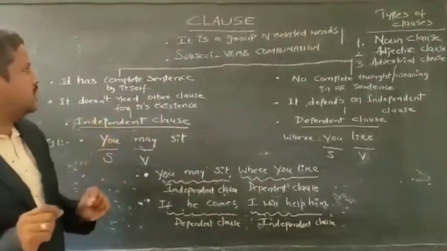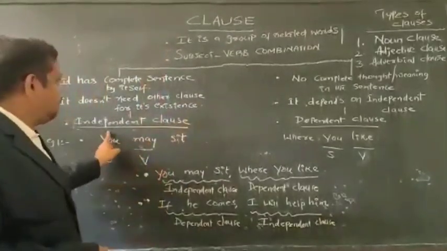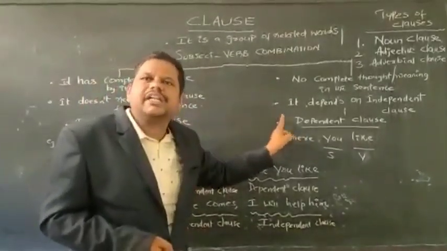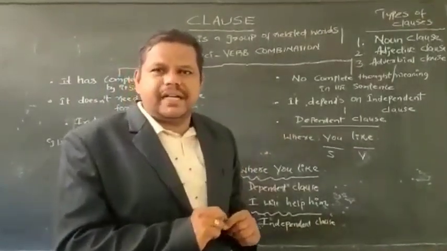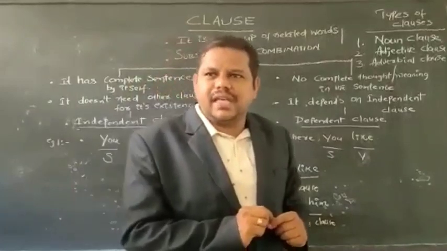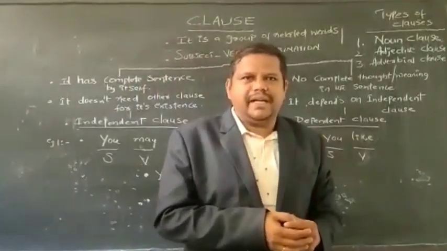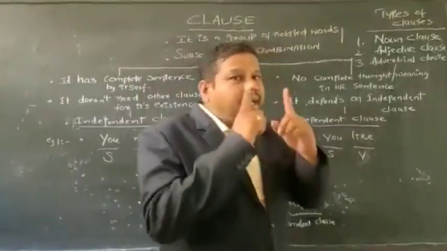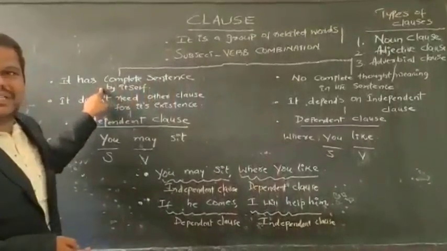In general, I want to say to you that in your class there are two parts actually. One is called the independent class. The next one is called the dependent class. Let me explain first the independent class, then we can see the dependent class. What is the independent class? Again, right? An independent class has a complete sentence. It is a complete sentence.